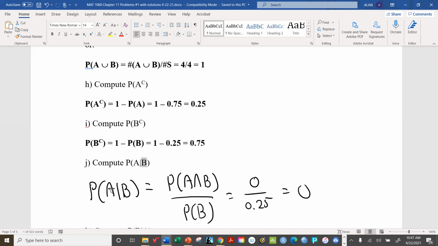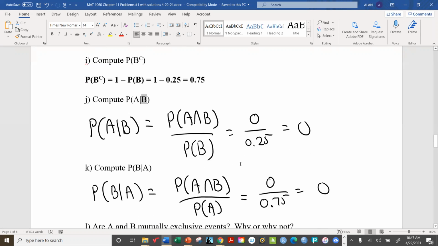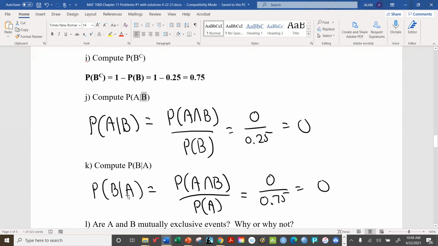Okay, now we also want to try the other conditional probability that we know and love, B given A. Now here, if you notice, the formula is similar but not identical. We have the intersection in the numerator. In the denominator, we have the probability of A. Okay, but now once again, because A and B are mutually exclusive, in the numerator we have 0. The denominator is 0.75 in this case, but it doesn't really matter because that ratio will always just be 0.